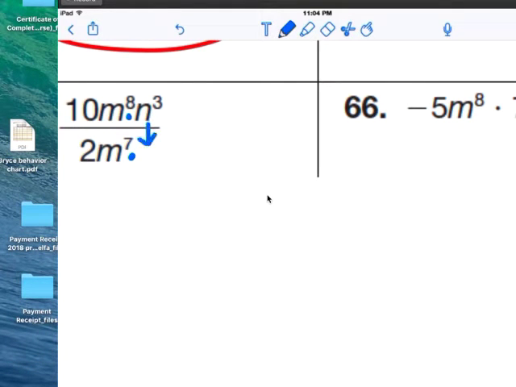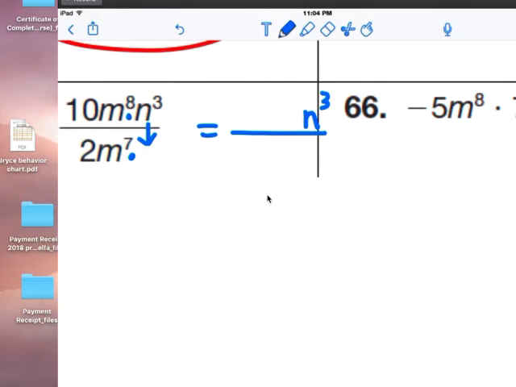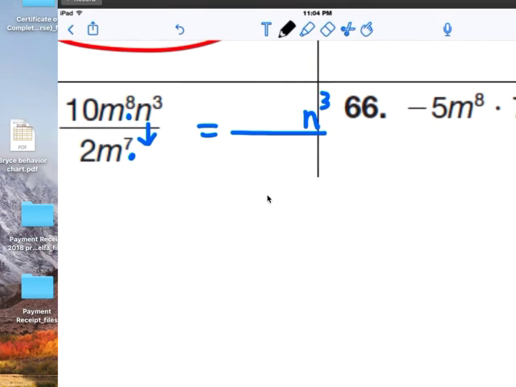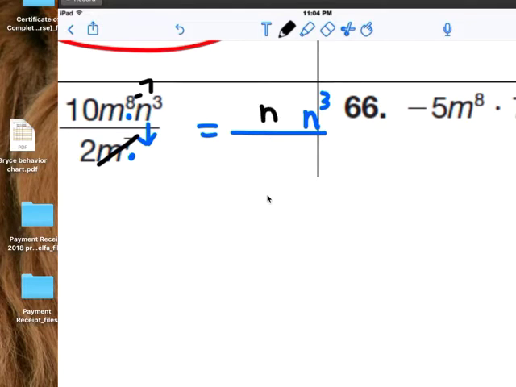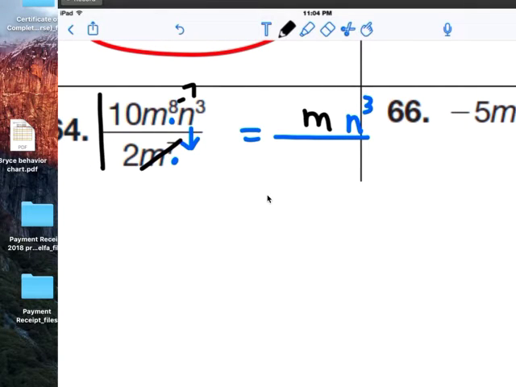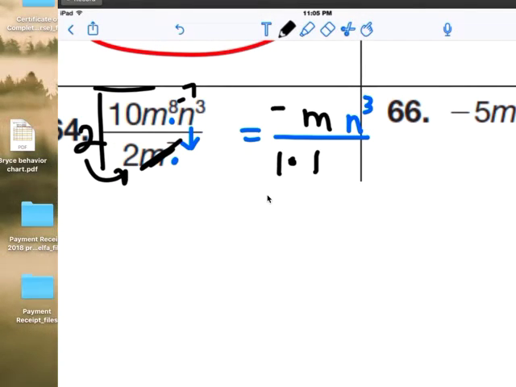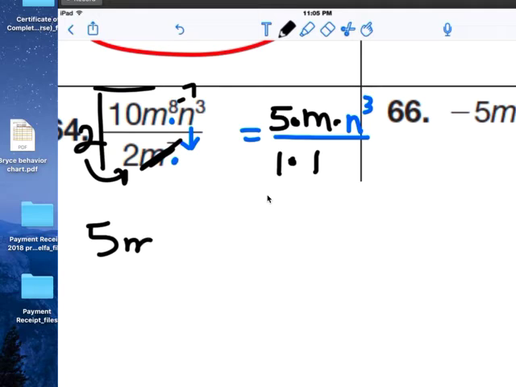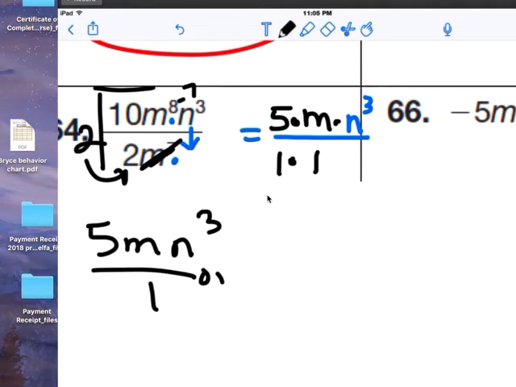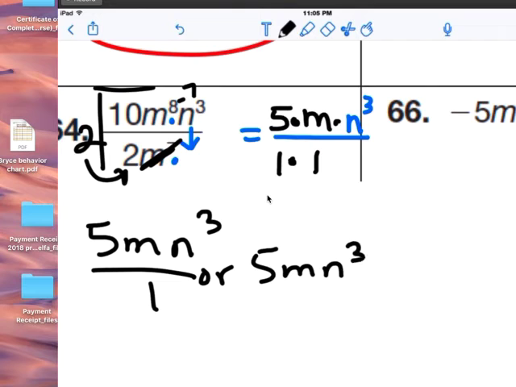N has nothing to work with, so n in the numerator stays the same. This one goes away because it's smaller than the 8. So m to the first, or just m, you don't have to write. Then you reduce this: you put 1 for this m. 2 into 2 is 1 times. 2 into 10 is 5. So your answer is 5mn to the third over 1, or just 5mn to the third, right?